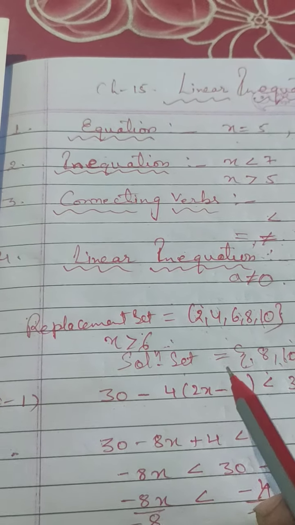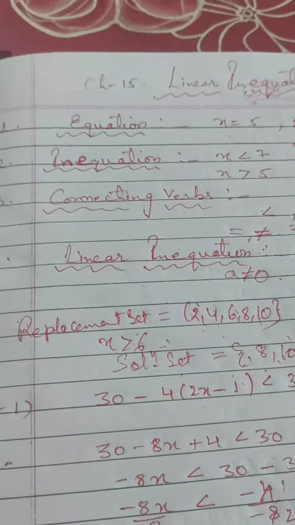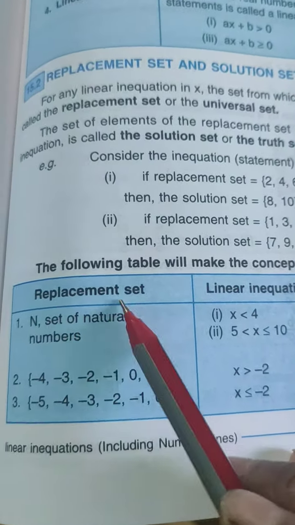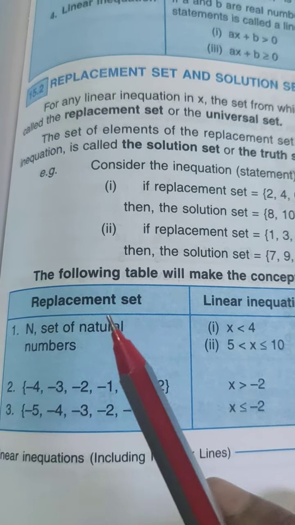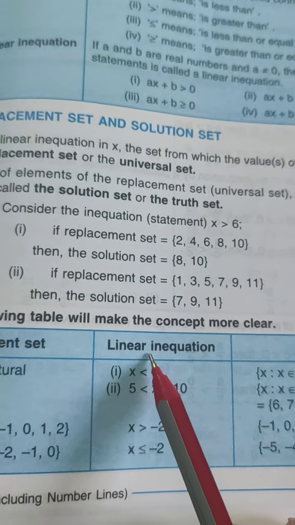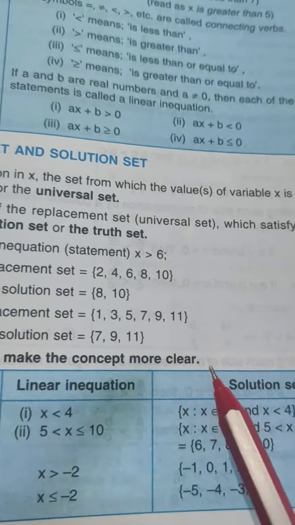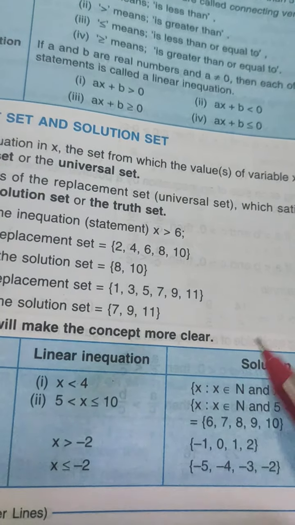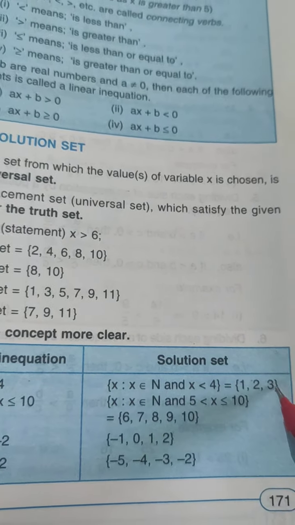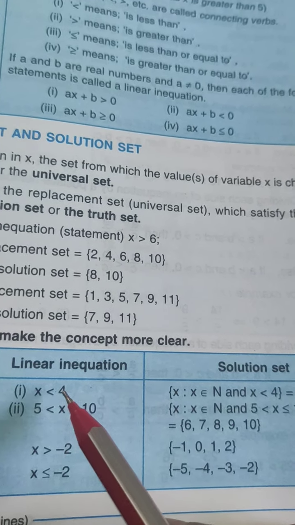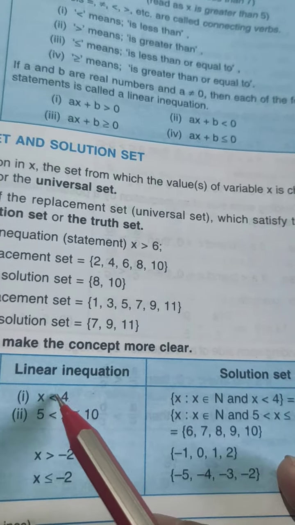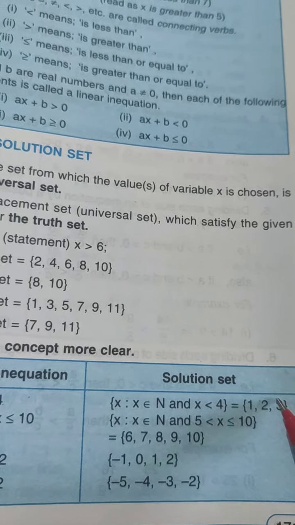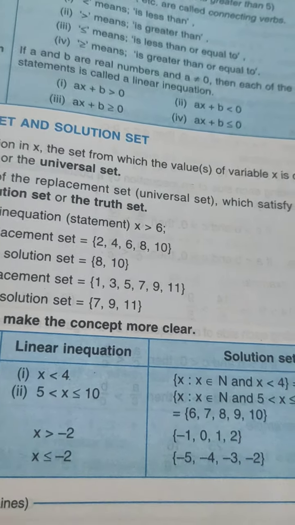See this table, it will be more clear to you. N, the set of natural numbers, is given as the replacement set, and the equation given is x less than 4. So what is the solution set, children? It is natural numbers less than 4. So less than 4 you can take 1, 2, 3. If it were written less than equal to, then you would have to include 4 also. But here it is not written less than equal to, only less than 4. So 1, 2, 3, this would be your solution set. I hope it is clear to you. This is easy, children. Okay.